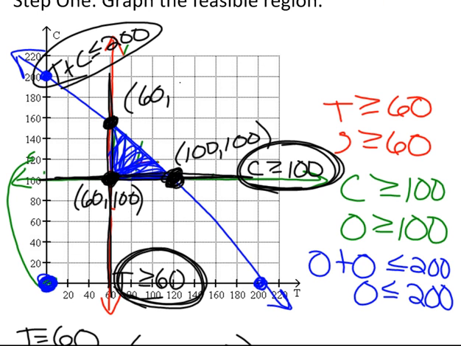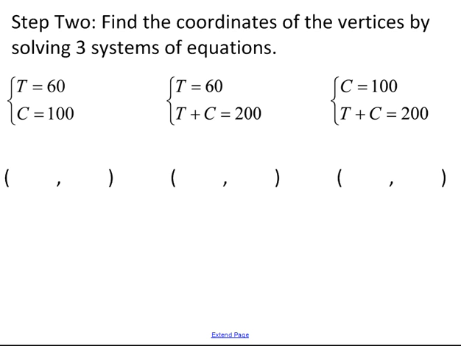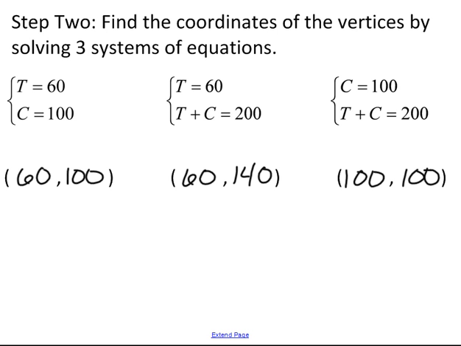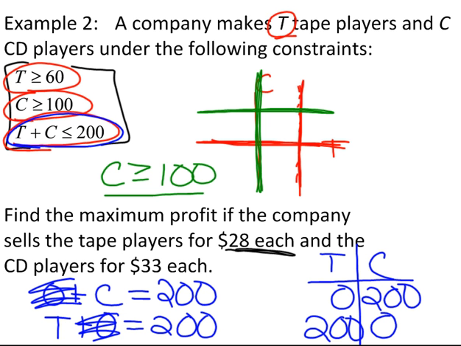So this is the point (60, 140). And I already did this. Okay, (60, 100), (60, 140), and (100, 100). So we already found these. I just did it on the last slide. All right, so we're going to take these points and plug them into our objective function, which we probably have to write. We haven't written that yet.